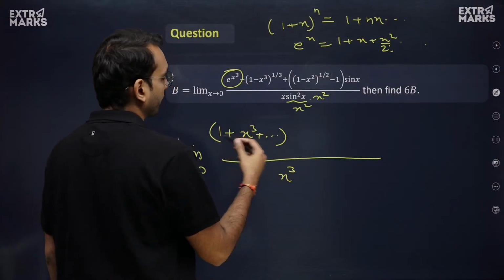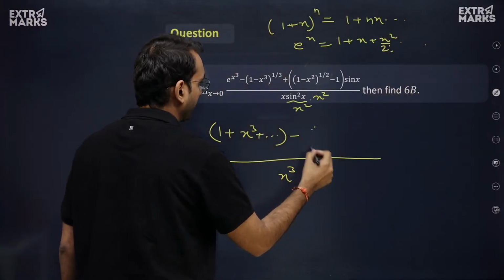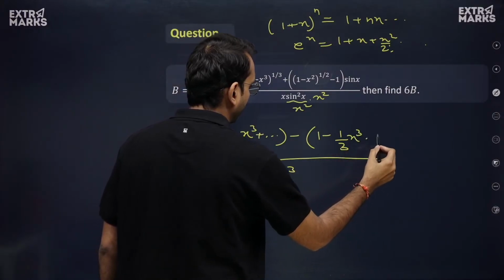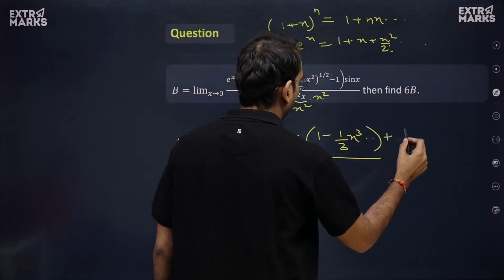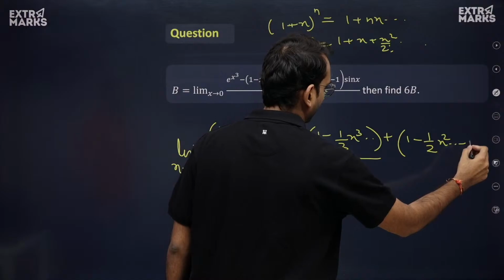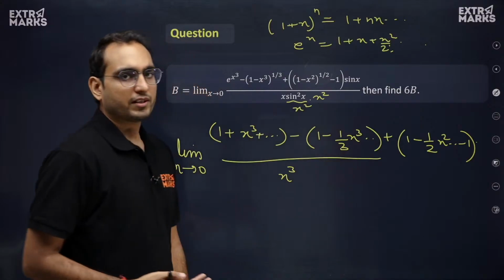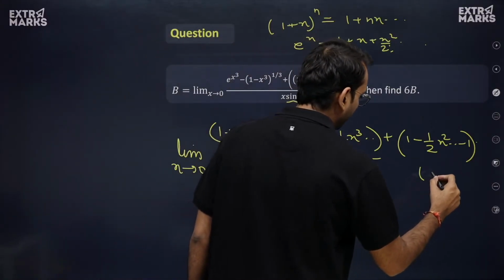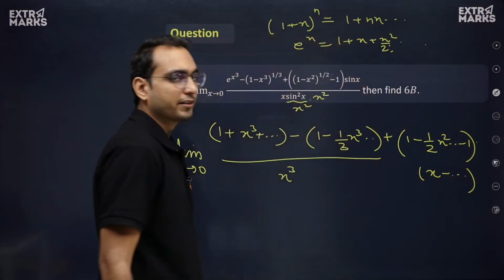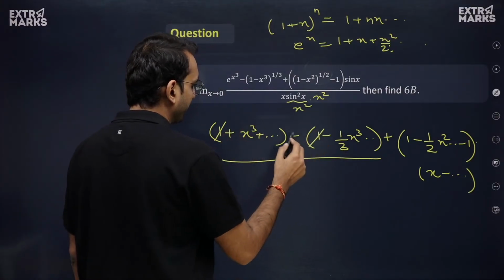Here it is, what is here? It is minus 1 minus n x and so on, right? Plus 1 minus n x and so on minus 1 into sin x. What is the expansion of sin x? It will be x minus x cube by 3 and so on, right? Now this one gets cancelled by this one.